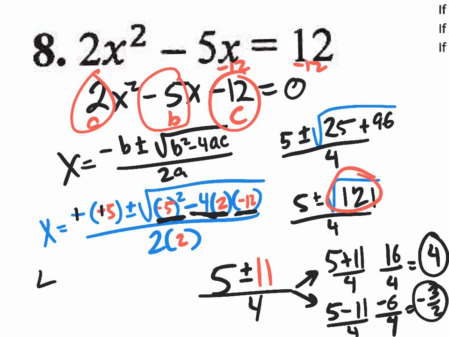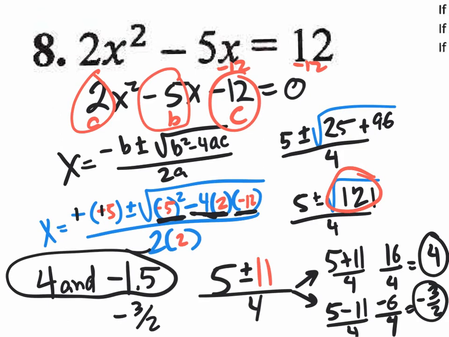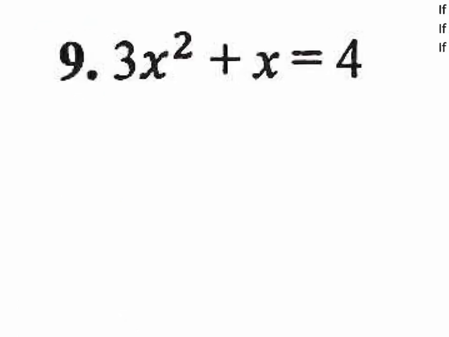So the two answers are 4 and negative 1.5, or you could leave it as negative 3/2. It's totally up to you. But those are our two answers to that problem. So let's begin by writing the quadratic formula down on number 9.